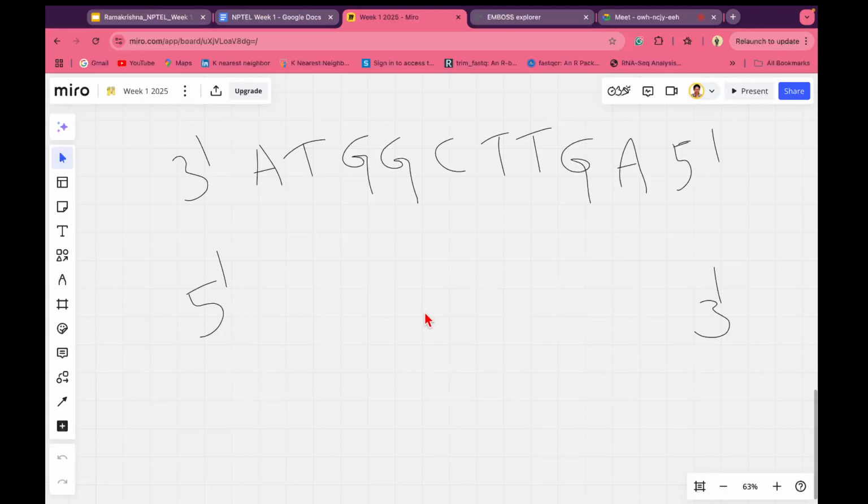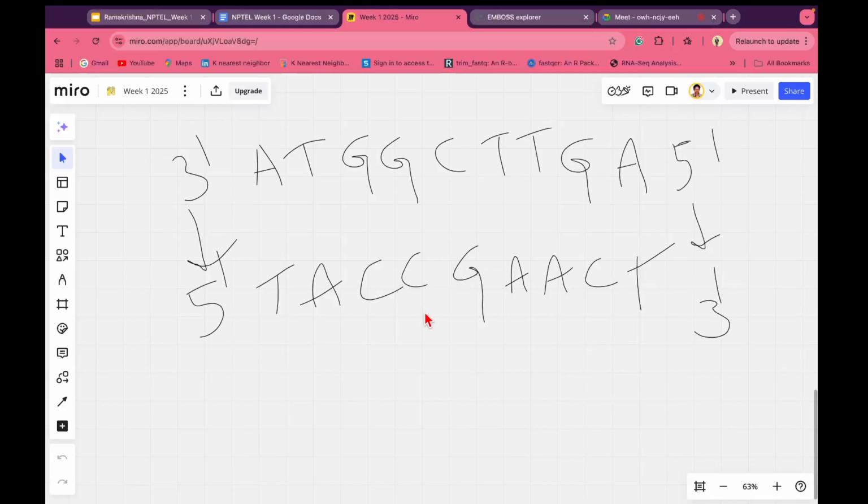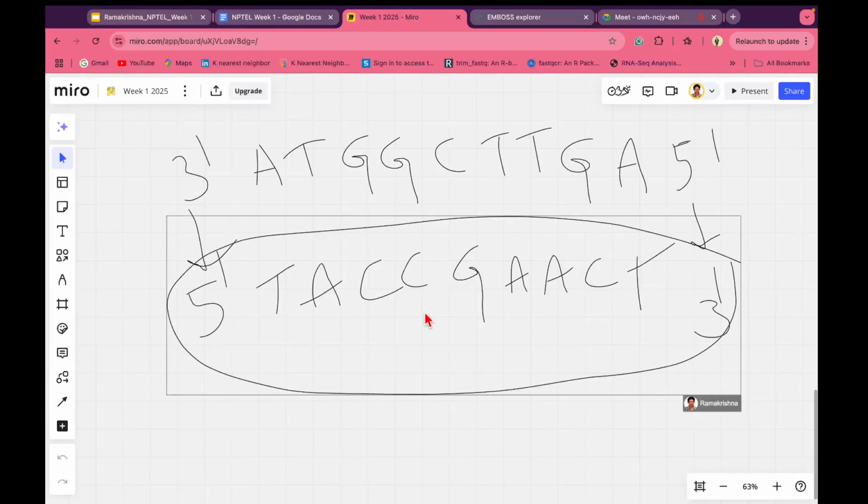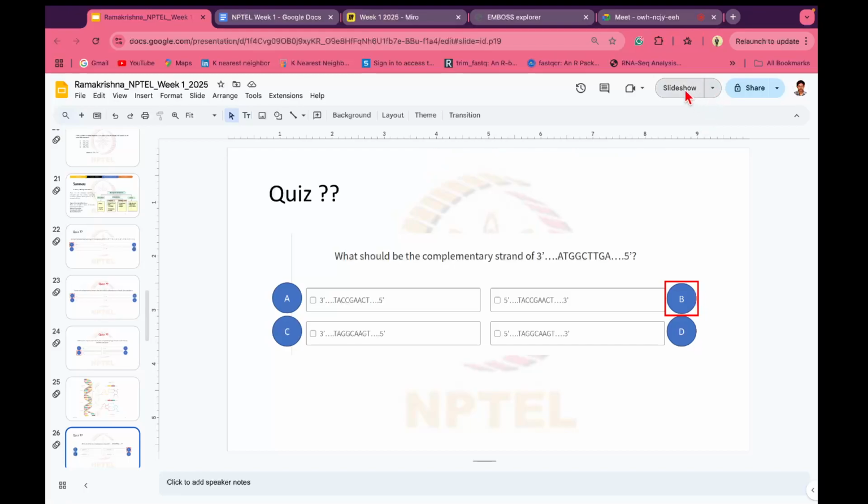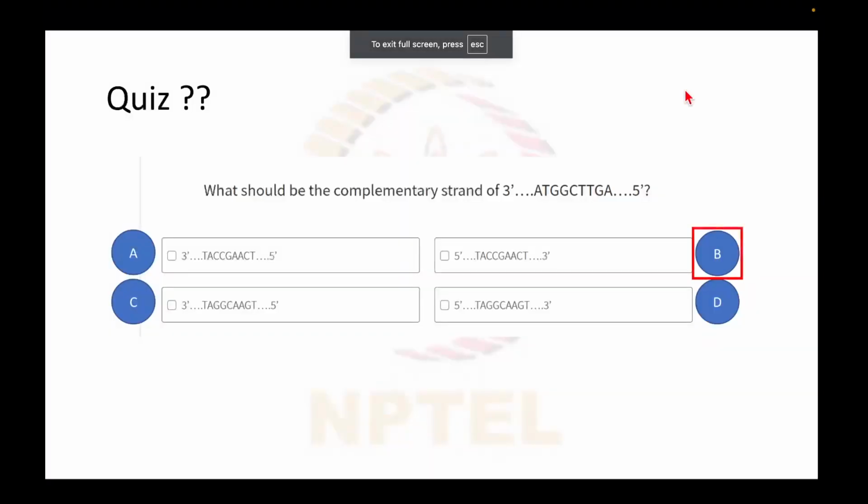This is the given nucleotide sequence. So A pairs with T, T pairs with A, G with C, C with G, A, C, T. So 3' becomes 5', 5' becomes 3'. So this is the complementary strand for the given sequence. Here the answer is B.